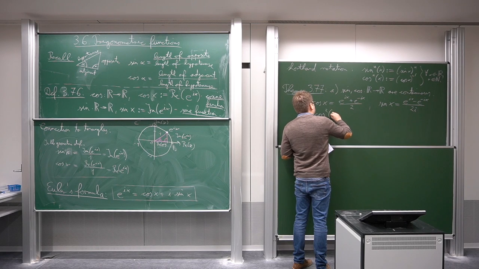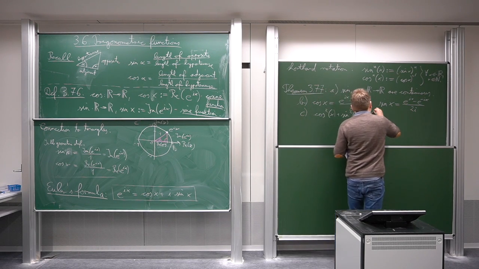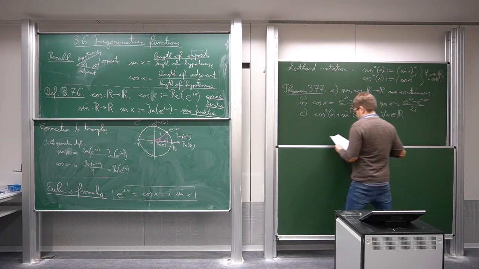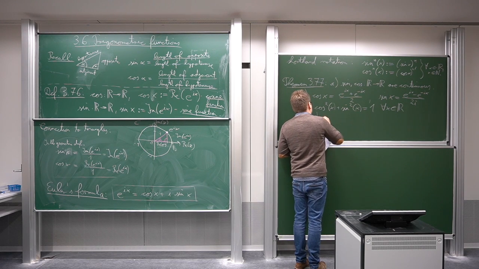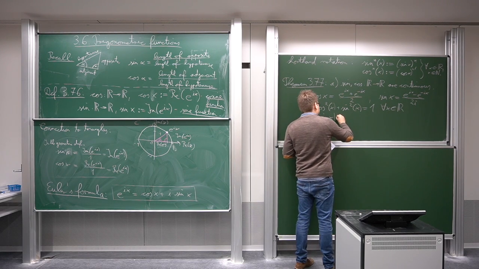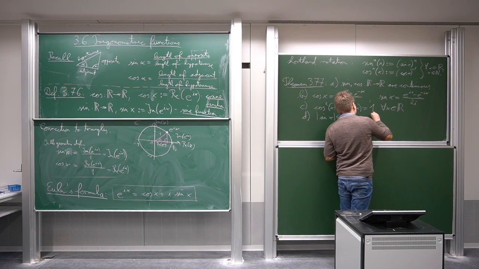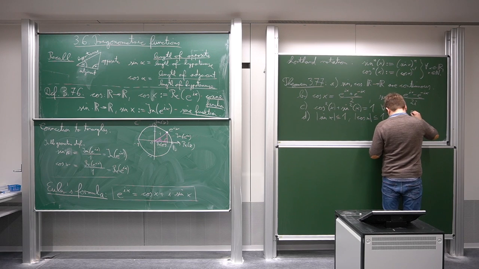C, this is something you know from high school, I assume. Cosine squared of x plus sine squared of x is equal to 1 for all x in R. Okay. D, and that's basically a corollary of this one. The absolute value of the sine of x is always less than or equal to 1, same as the absolute value of the cosine of x, for all x in R.